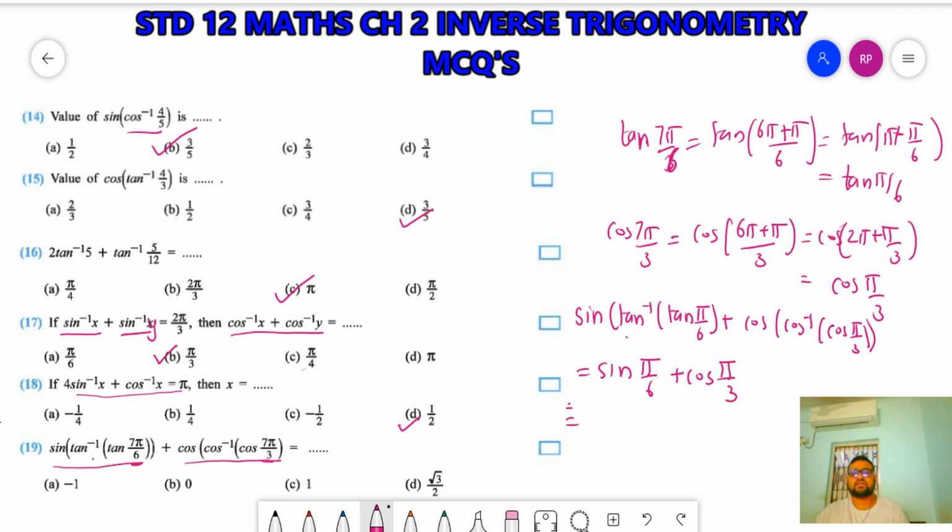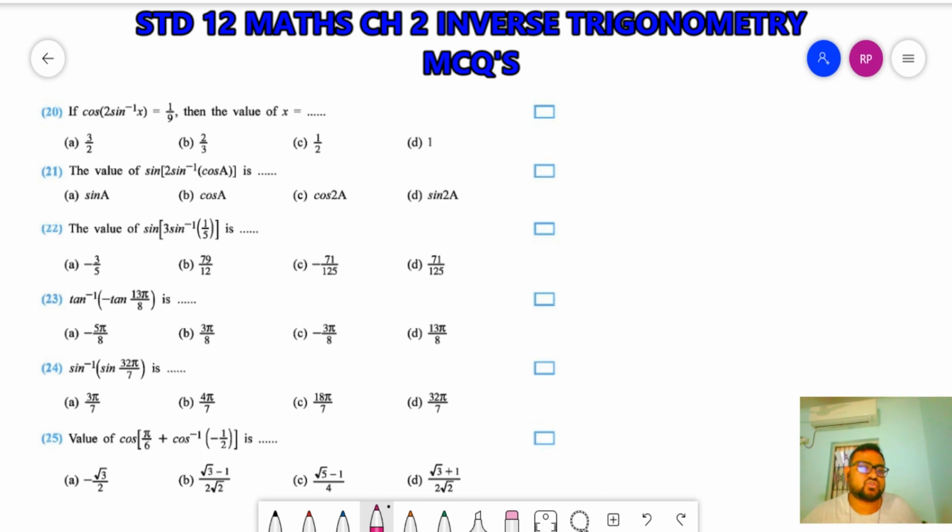Okay, so sine pi by 6 is 1 by 2. Cos pi by 3, that is also 1 by 2. So the answer is 1. Option C is the correct one. Clear? So this was about question number 19. Okay, now let's move ahead.